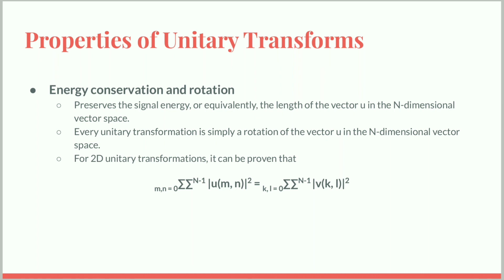For two-dimensional unitary transformations, it can be proven that double summation over m and n from 0 to n minus 1 of u of mn the whole square is the same as double summation over k and l from 0 to n minus 1 of v of kl the whole square. Here u of mn is the original sequence and v of kl is the unitary transformed vector.